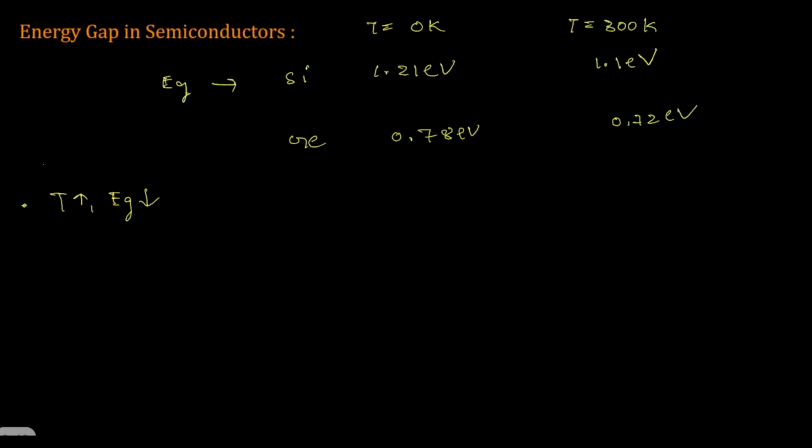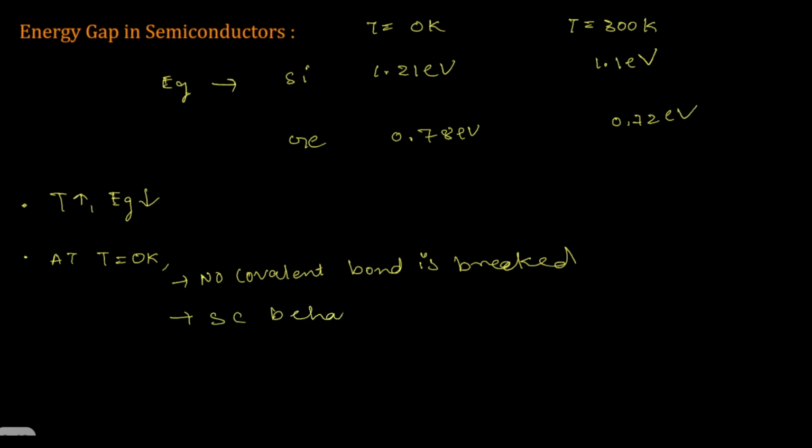Let us observe what happens at T equal to 0 Kelvin. If you are not providing any external thermal energy which will make electrons break the covalent bond, then no covalent bond is broken. So no electrons will get excited to the conduction band. There will be no free electrons formed at T equal to 0 Kelvin. Therefore, the semiconductor behaves as an insulator.